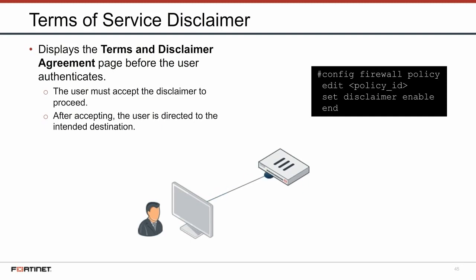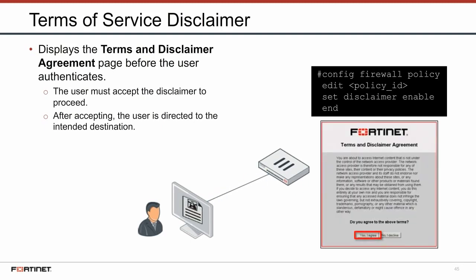Through the CLI command config firewall policy, you can enable a Terms of Service disclaimer to be used in combination with captive portal authentication if desired. A disclaimer is a statement of the legal responsibilities of the user and the host organization that the user must agree to before proceeding. With this configuration, disclaimer plus authentication, the portal presents the disclaimer page immediately after successful authentication. The user must accept the terms outlined in the disclaimer in order to proceed to the URL requested.